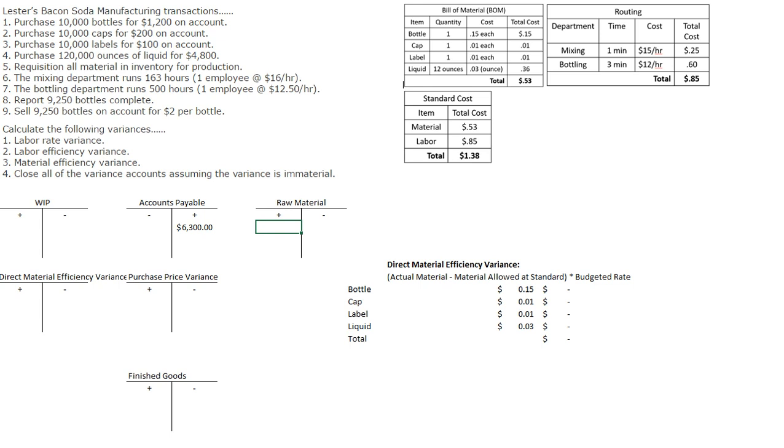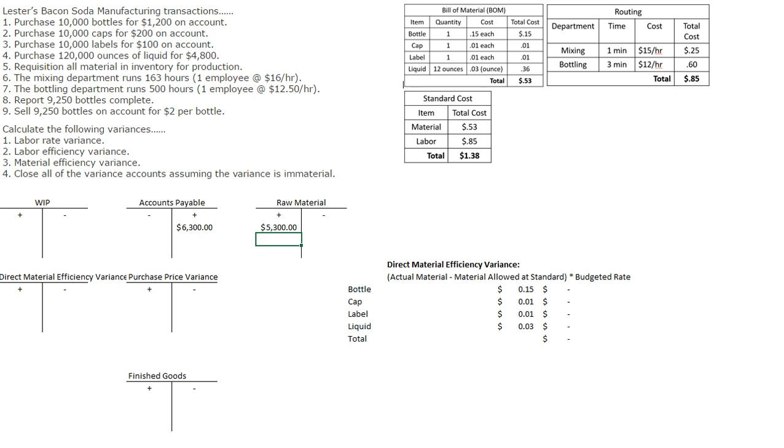What goes into raw material is the standard cost of those raw materials. So if you notice here, what I have is an equivalent of 10,000 bottles of raw material. The only one that doesn't seem obvious is the liquid. But the liquid, there is a 12 ounces per 1 bottle ratio. So if you divide 120,000 by 12, you get 10,000. So 10,000 bottles of raw material at 53 cents, that's my standard, goes into my raw material.